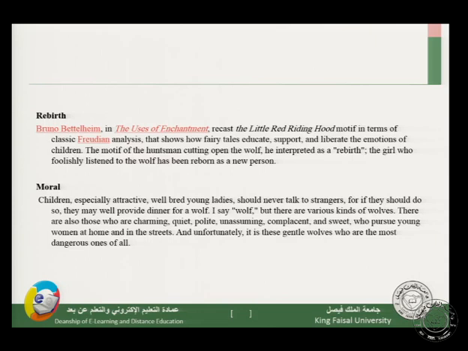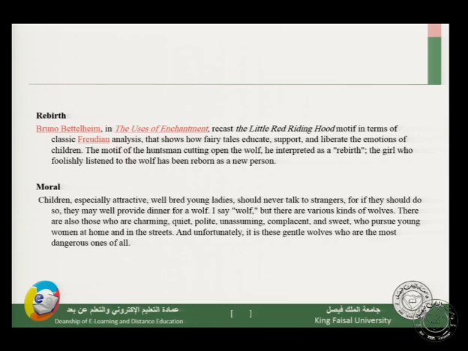Another interpretation is rebirth, understood by Bruno Bettelheim in his book The Uses of Enchantment. He reads the Little Red Riding Hood motif in terms of classic Freudian analysis, which shows how fairy tales educate, support, and liberate the emotions of children. Here it is interpreted as a rebirth.